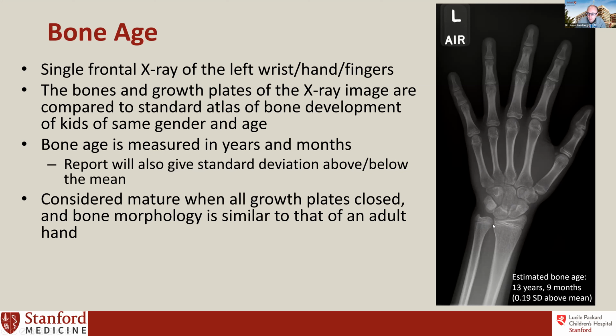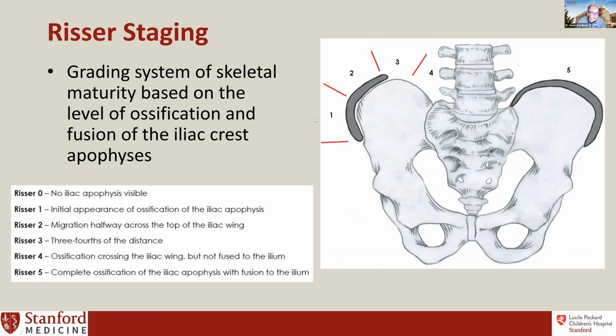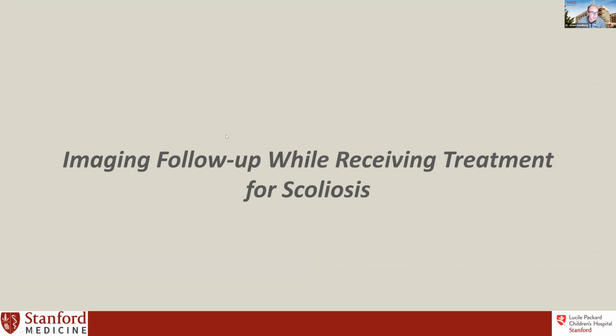And this is a growth plate here. Basically, the bone should go all the way to the end. And these are growth plates where there's what we call lucency, or where there's no white bone there. And this is where your child's bones grow. And then bone age X-ray often is also ordered by other people like endocrinologists for kids with early or delayed puberty or in small stature. And this is just the Risser grading system, which can actually be assessed on the scoliosis film based on the degree of ossification of the iliac crest.